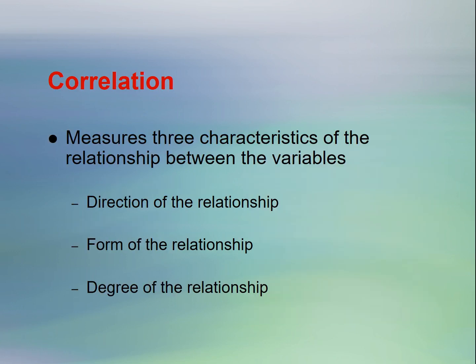Now we are talking about correlations. We are talking about the scatter plot describing the relationships between variables. When we are talking about correlations, we usually focus on three characteristics of the relationship between the variables. 1. Direction of the relationship. 2. Form of the relationship. 3. Degree of the relationship. We will cover these characteristics in the following slides.